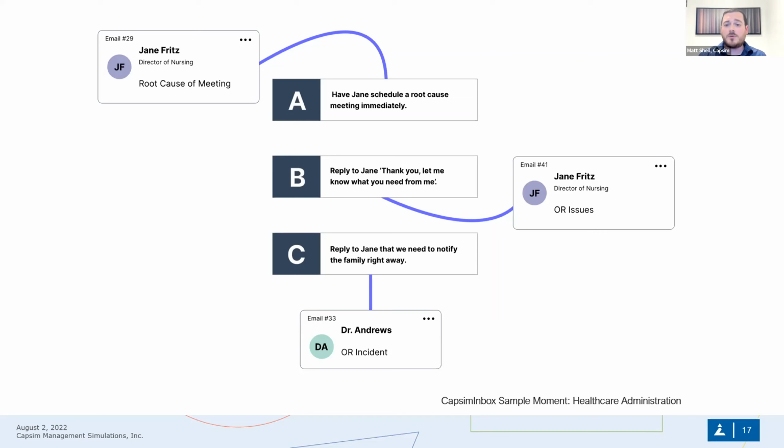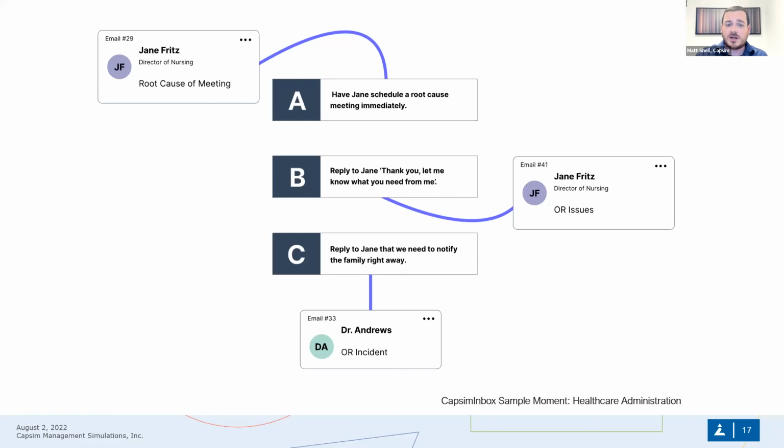Just like how I would respond to an email this morning could determine how I have subsequent interactions throughout the rest of my day, this is true for an inbox as well. In this example, if you chose A, your next interaction on this topic would be different than if you chose to notify the family right out of the gate. It's also great because if you have different participants going through the same inbox, they can have different and unique experiences.